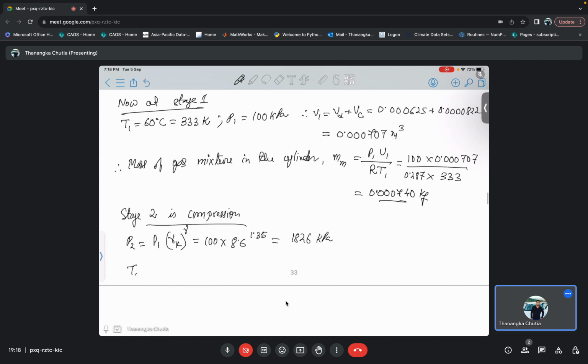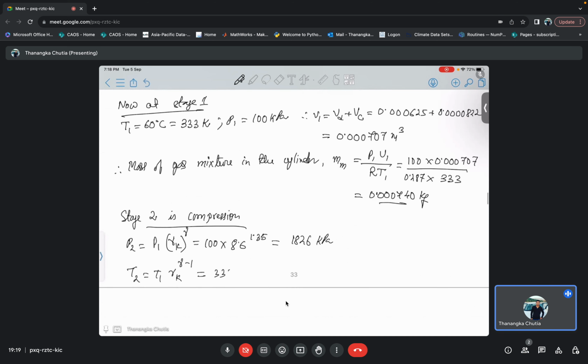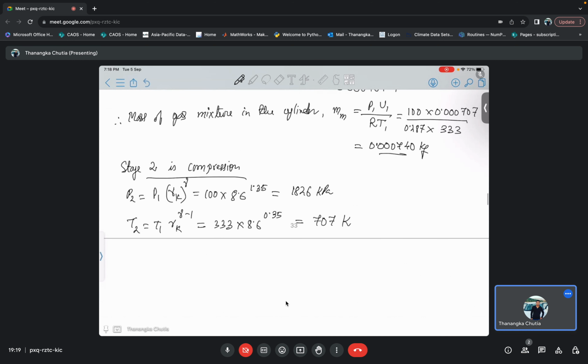Similarly T2 will be equal to T1 into Rk to the power gamma minus 1. What is T1? 333 into 8.6 to the power gamma minus 1, which is 0.35. You'll get this as 707 Kelvin. Now similarly V2 will be equal to m R T2 upon P2. What is m?